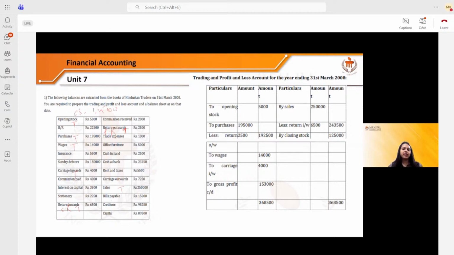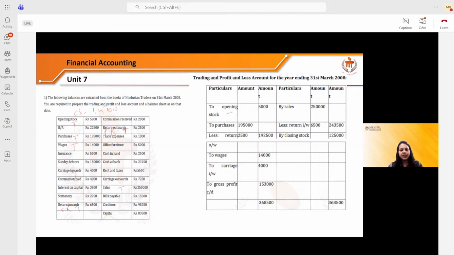So what am I doing? I am doing nothing. I am selecting the items which will go into the trading account, simply as per the format. So just read the format first. If you don't read and learn the format, then you cannot solve the numerical. So based on that, identify the transactions. I have put them here according to the format, which will go in the debit side and which will go in the credit side.